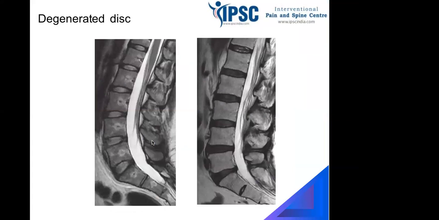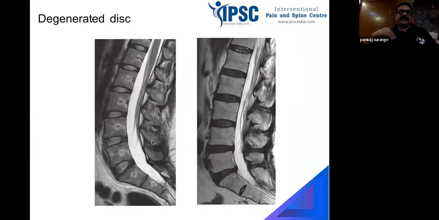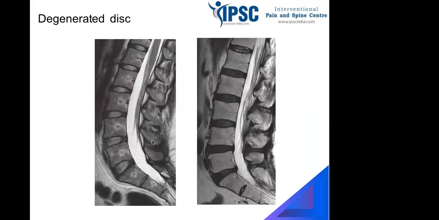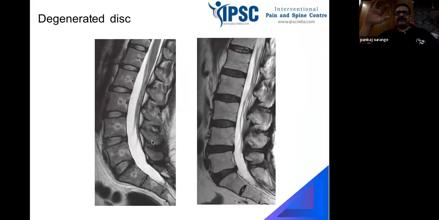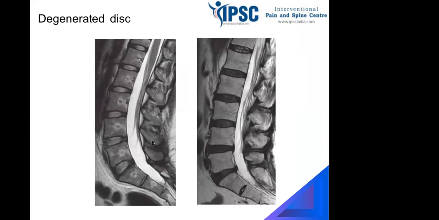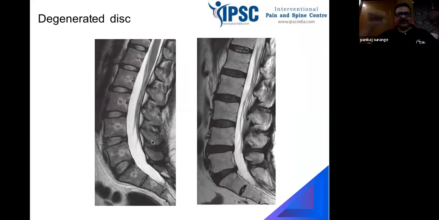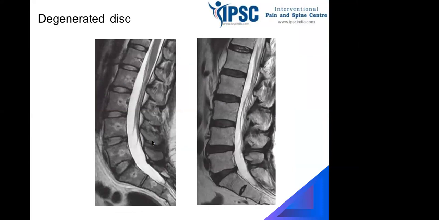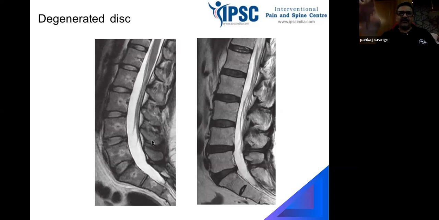Sir, what is the difference between contained herniation, protruded, extruded, and sequestrated herniation? The difference is that when you say contained herniation, it means the outer annulus is intact. So what is the significance of that? Let's say we want to decompress the disc. There is a herniation compressing the root. If it is a contained herniation, we can go inside the disc and remove the disc material from inside, so that we are doing the core decompression and preserving the annulus.